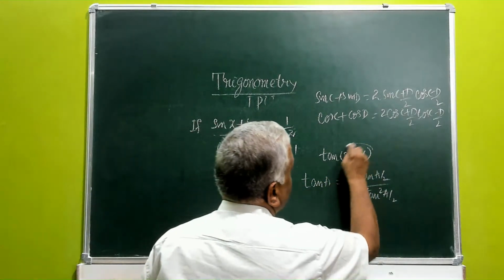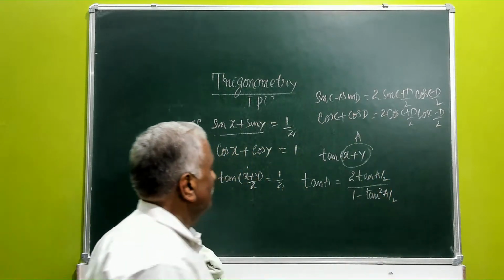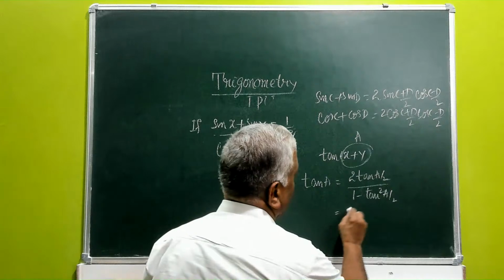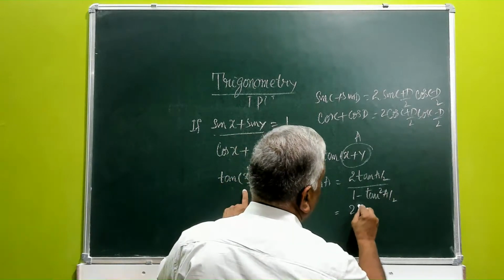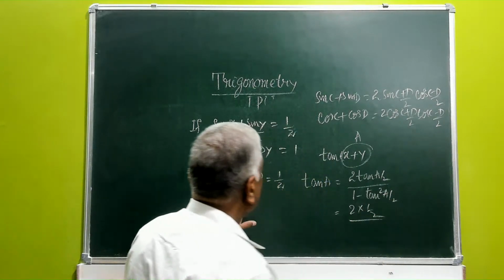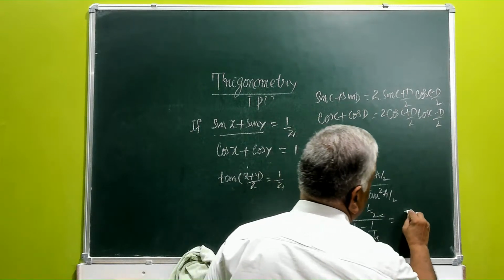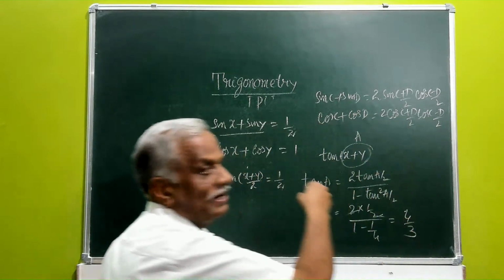So I'll take this as A. So I have to find A. So this is equal to tan of A by 2. What is A by 2? Half. 1 minus 1 by 4. This will cancel. The answer is 4 by 3. You take LCM.